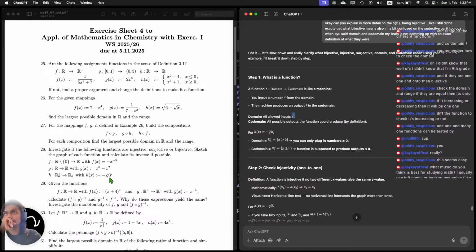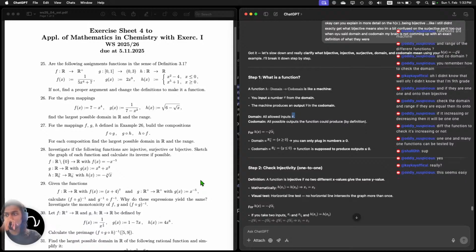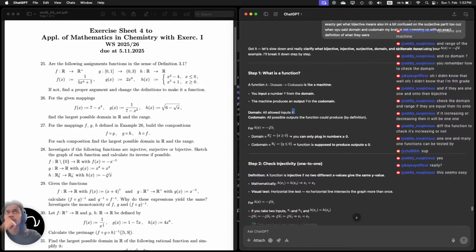If I put, I don't know, 2, would I get more than one output? Functions are machines. You can only plug numbers greater than 0. The codomain: the functions are supposed to produce outputs less than 0.